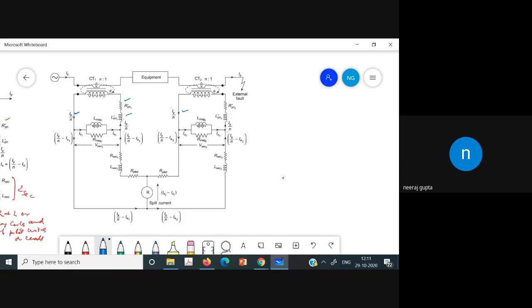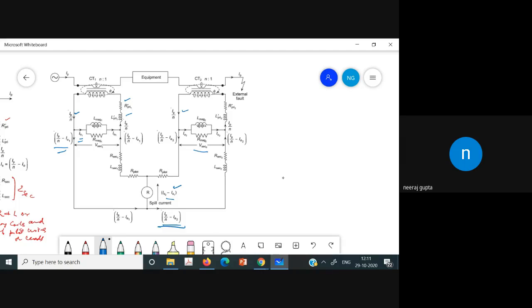When we have this primary current, we finally have the primary current divided by N minus the magnetizing current of the first CT. Then for the second branch, IP divided by N minus the magnetizing current of the second CT, the spill current would be I naught 2 minus I naught 1. So this is the spill current in the spill branch.